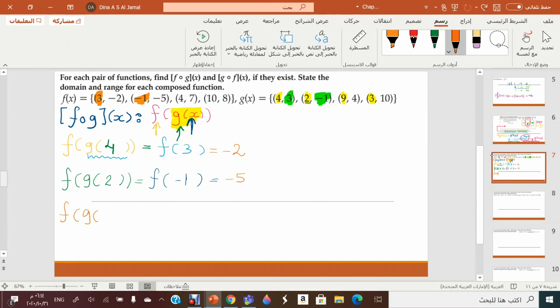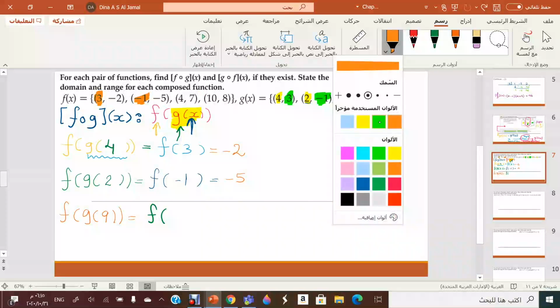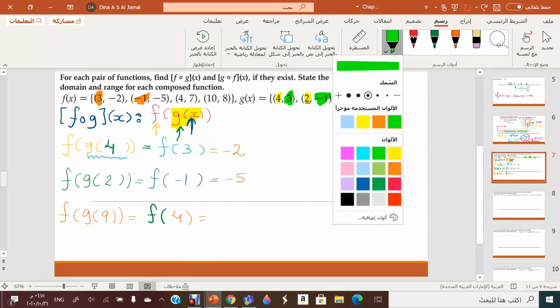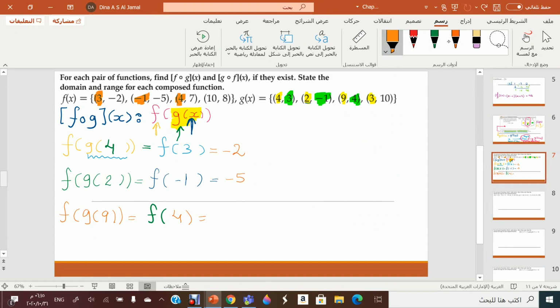Now look at the blue arrow. You started from the x, then you went to the g, then to the f. So go to this x. It is 9. Then we will go to the green arrow. Now ask yourself, what is the g of 9? It is 4. Then go to the f of 4. Ask yourself, it is 7, and write it here.